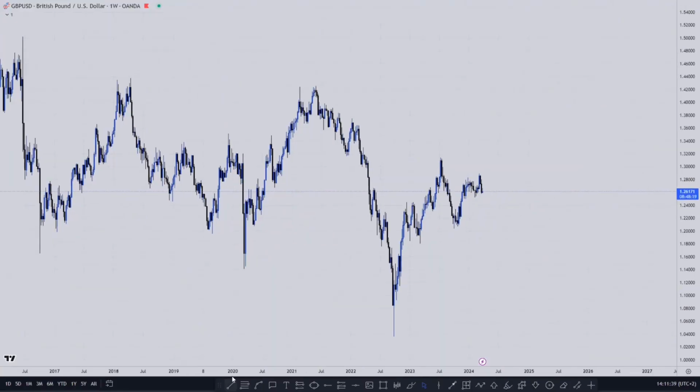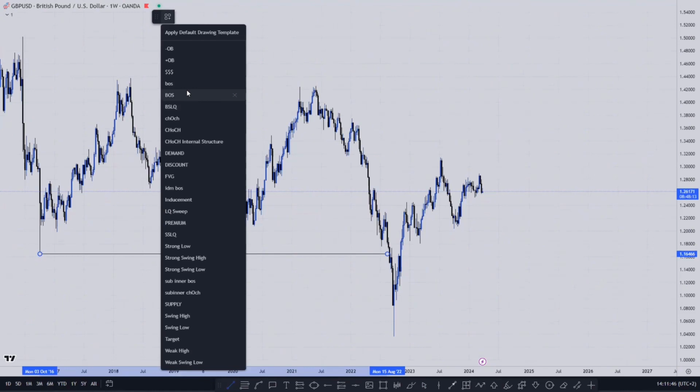So I just wanted to share with you a real quick current setup as well as a swing setup that I'm almost anticipating on GBP USD.